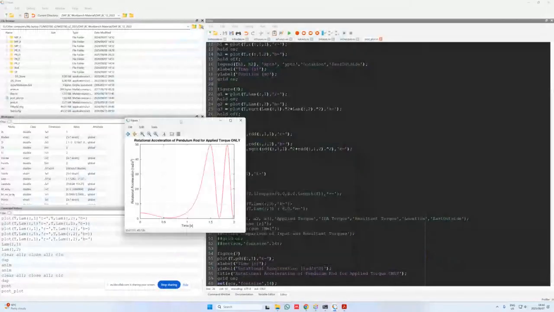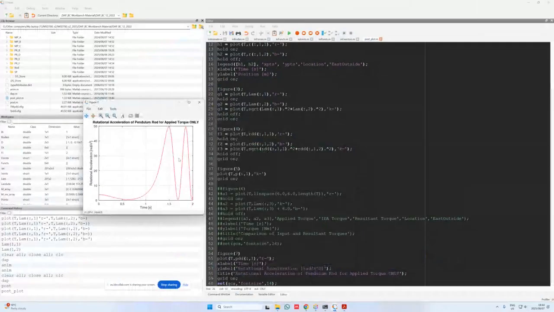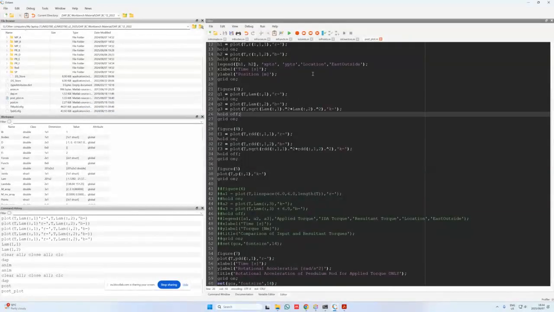And then lastly, the rotational acceleration of the pendulum rod for the applied torque only. So the case where we don't have a driver constraint that we specify, only an applied torque, we can see that the angular acceleration is indeed now oscillating as well. We don't have a constant angular acceleration.